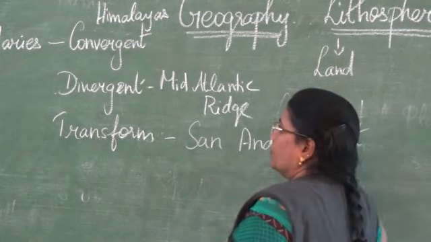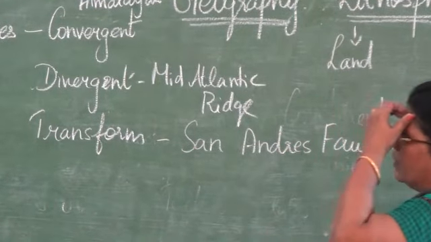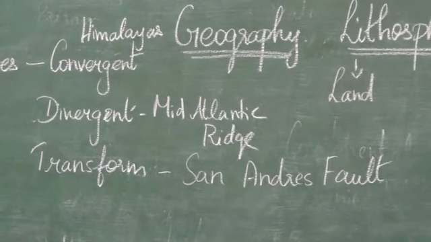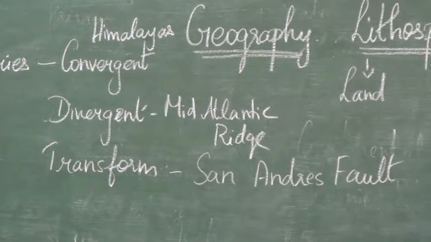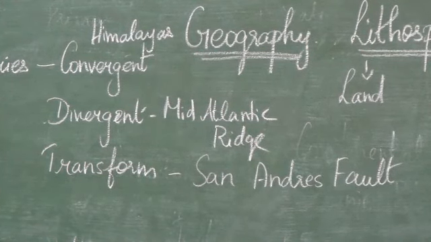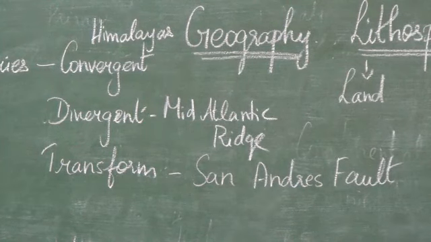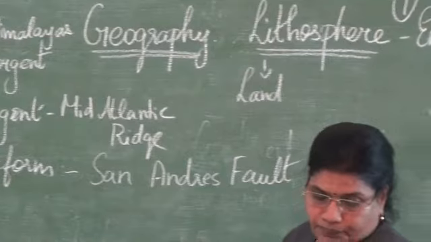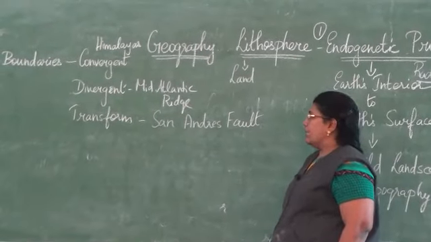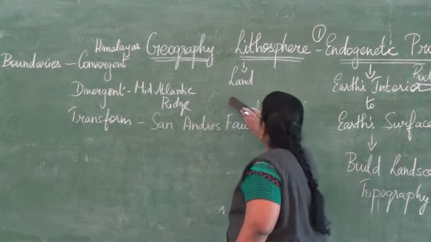So we have three types of plate boundaries: convergent, where a subduction zone is formed, for example the Himalayas; divergent, when they pull away from each other, for example the Mid-Atlantic Ridge; and transform boundaries, where the sides pass horizontally, for example the San Andreas Fault.